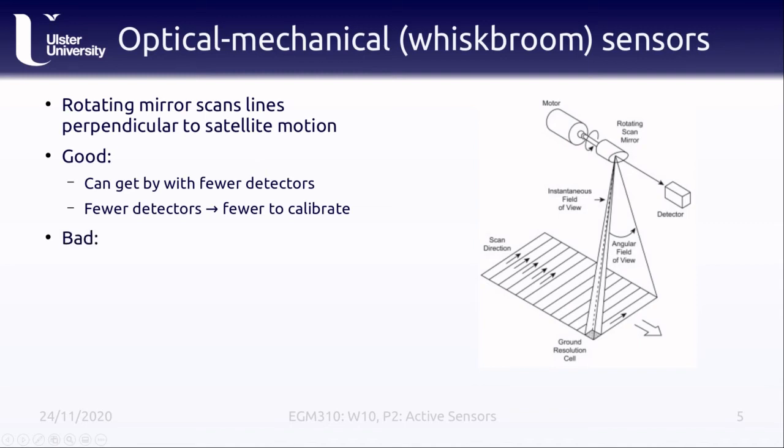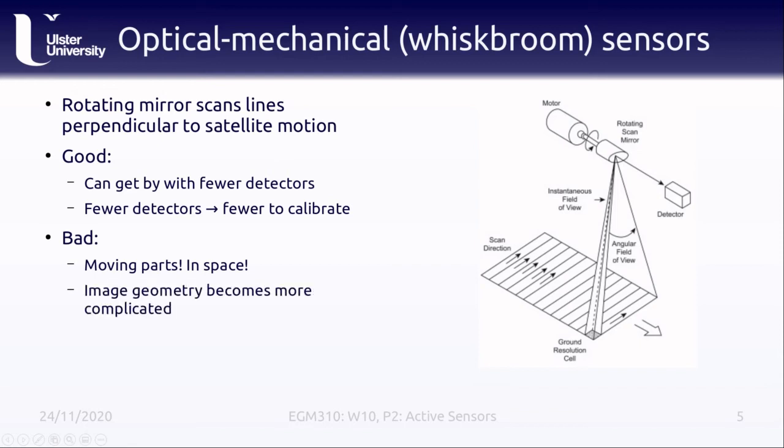Unfortunately, optical mechanical sensors also require us to have moving parts in space, which isn't always easy to work with. Space is not a nice place for an instrument, and moving parts have a tendency to break. Because of the way that they record, the image geometry is also significantly more complicated, which can be difficult to work with.